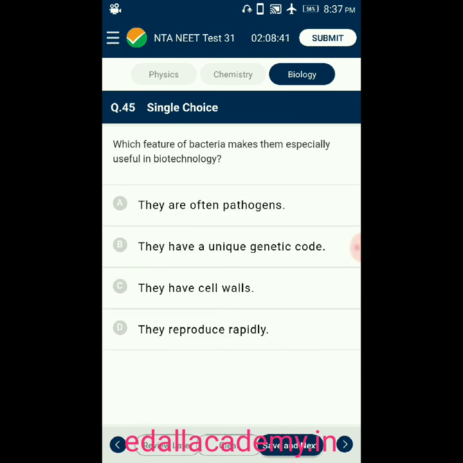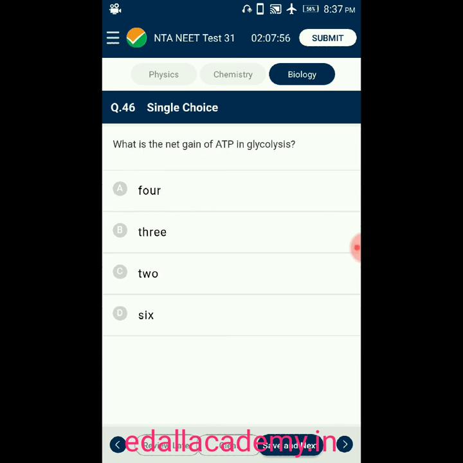Which feature of bacteria makes them especially useful in biotechnology? Bacteria act as useful tools in biotechnology because of the following reasons. The genetic code being universal, the basic structure of genetic material is the same. They are simple organisms and easy to manipulate. Additionally, they multiply at a rapid rate. So the answer for this question is option D. They reproduce rapidly.